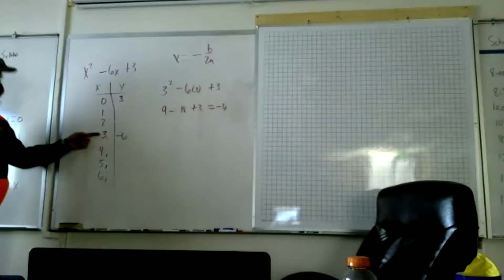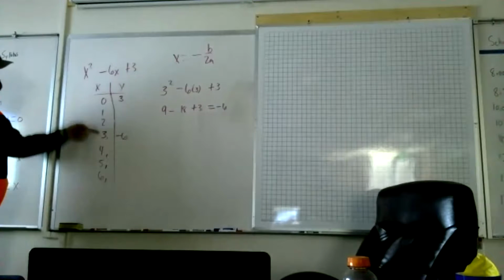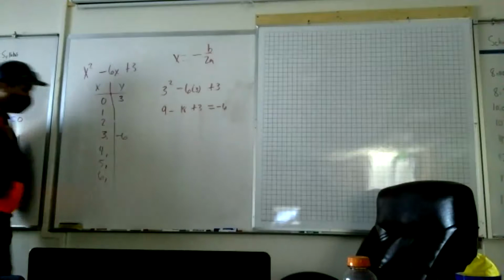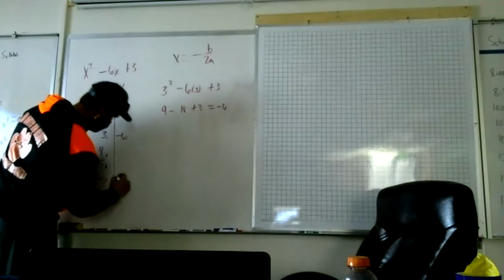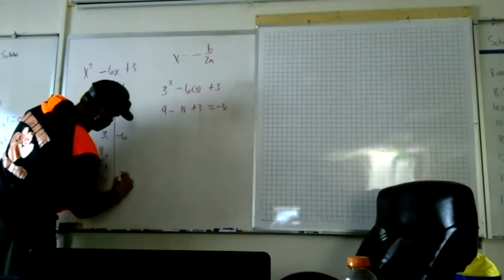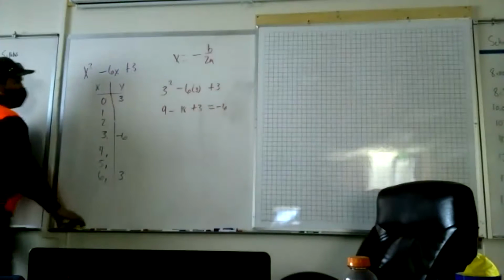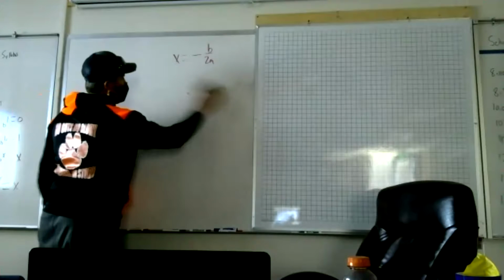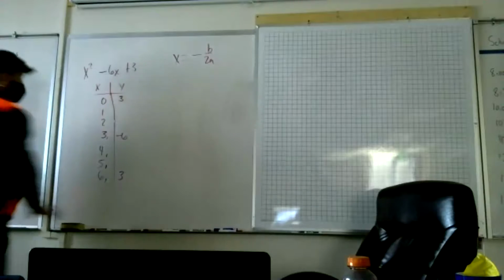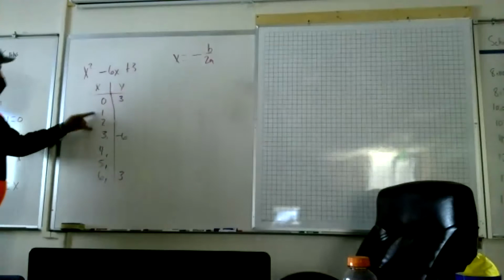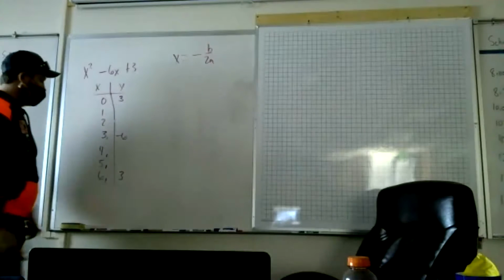So my vertex is at 3. 0 is 3 units away. 3 units away from 3 in the other direction is 6. So I know it's going to be at (6, 3). Okay, and then to fill out the rest of my table, I want to choose the easier points. I'm going to choose 1 and 2 because those are the simple ones to handle.